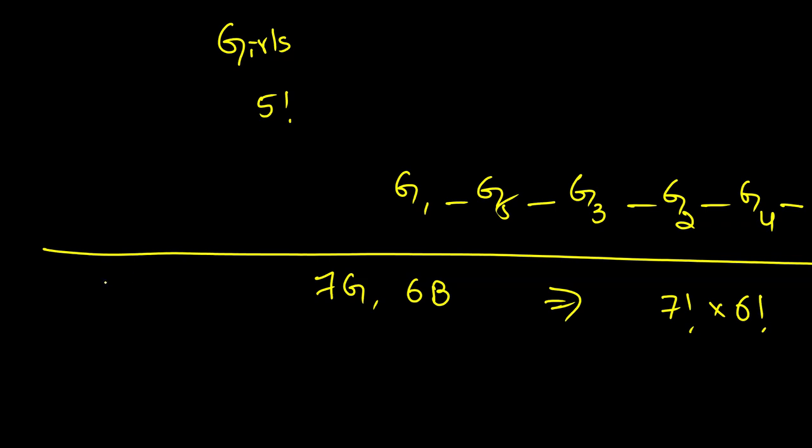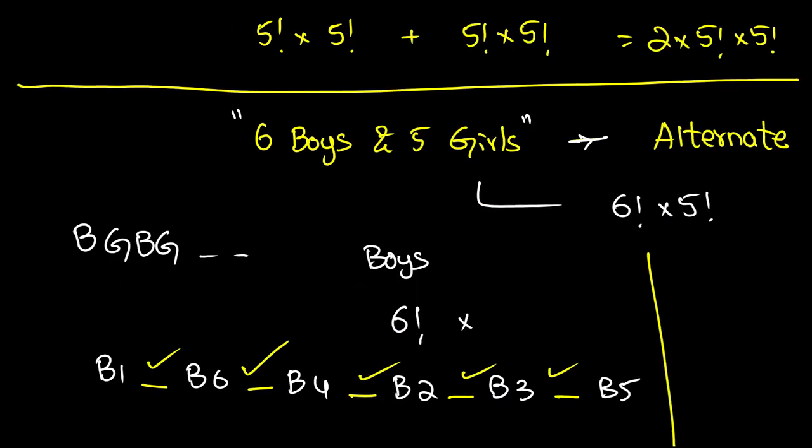This is for alternate, sorry, that also I need to mention. In alternate case, 7 girls and 6 boys, we can go with 7 factorial into 6 factorial. First arrange girls, 7 girls, 7 factorial. We have 7 slots but take 6 only. Leave that last one. So 7 factorial into 6 factorial for alternate. Starting with boy not possible. This is starting with girl only.